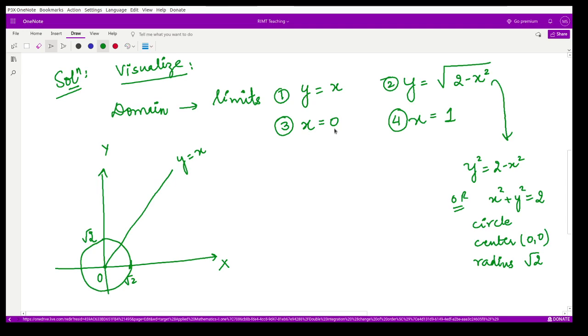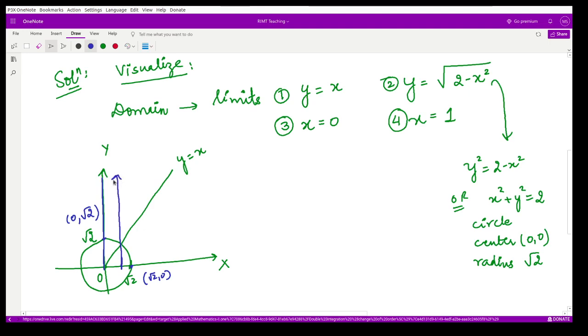Okay, and we have two more equations. One is x is equal to 0, which means the y-axis. So this is the y-axis, this is the curve, and x is equal to 1 would be somewhere here. What is this point? This is square root 2 comma 0. What is this point? This point is 0 comma square root 2. And what is square root 2? It is 1.414. So accordingly, x is equal to 1 would be somewhere here, so you will have a line like this.